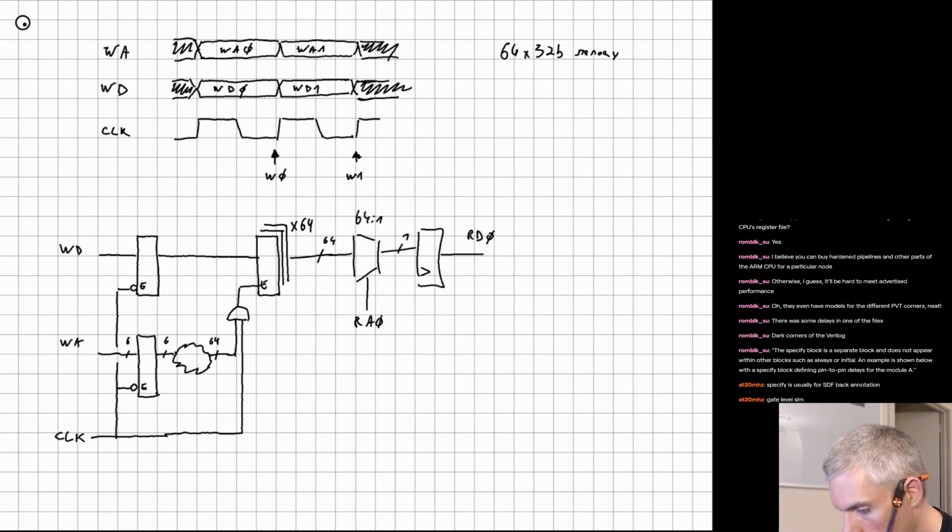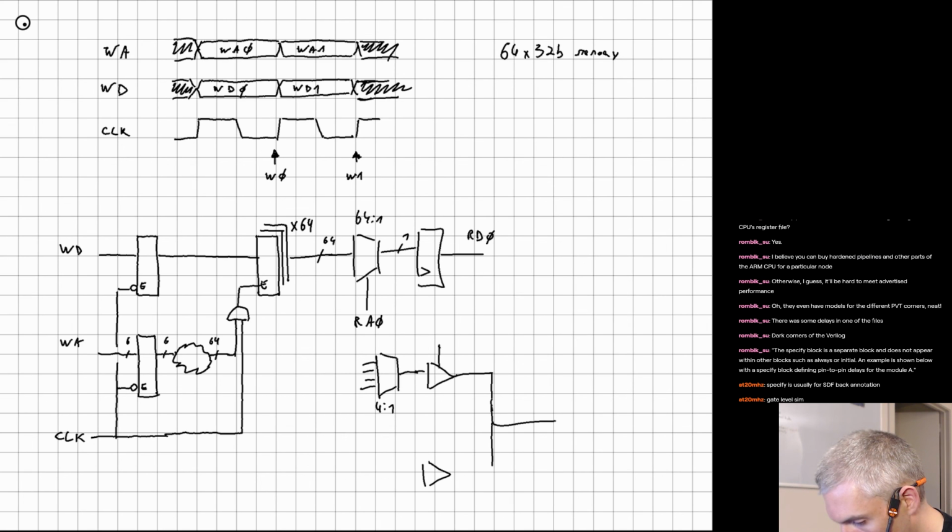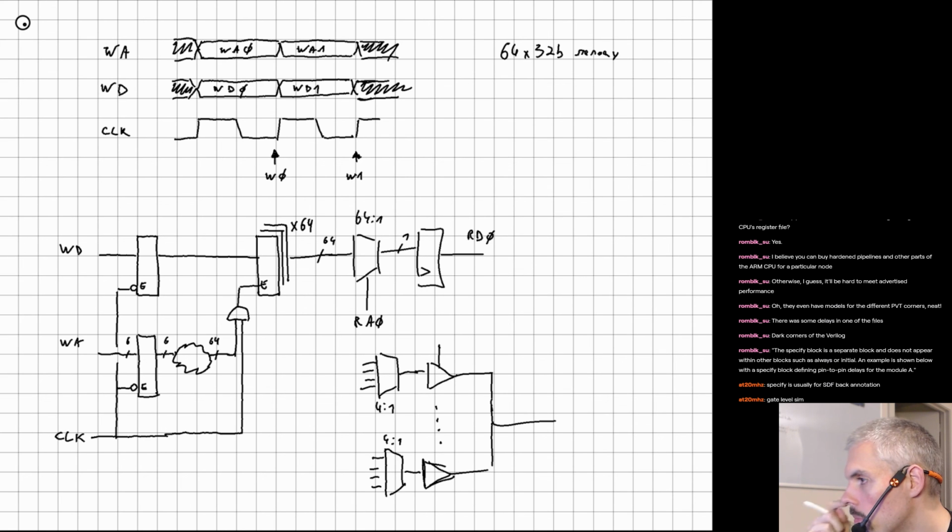And so something that I wanted to try is basically go 4 by 4. And so by group of 4, I would have a 4 to 1 mux, and then actually a tri-state buffer that drives a shared read bit line, basically.